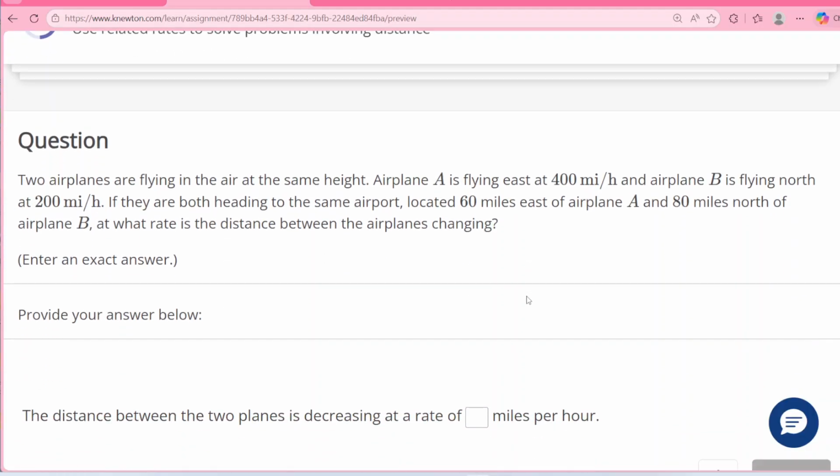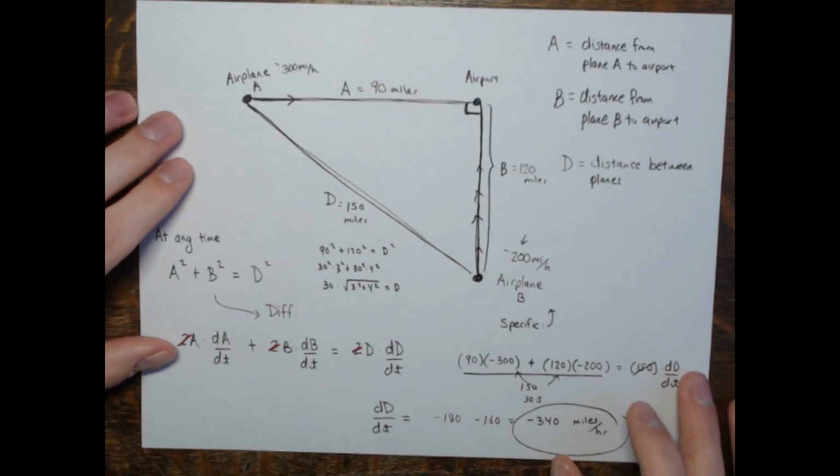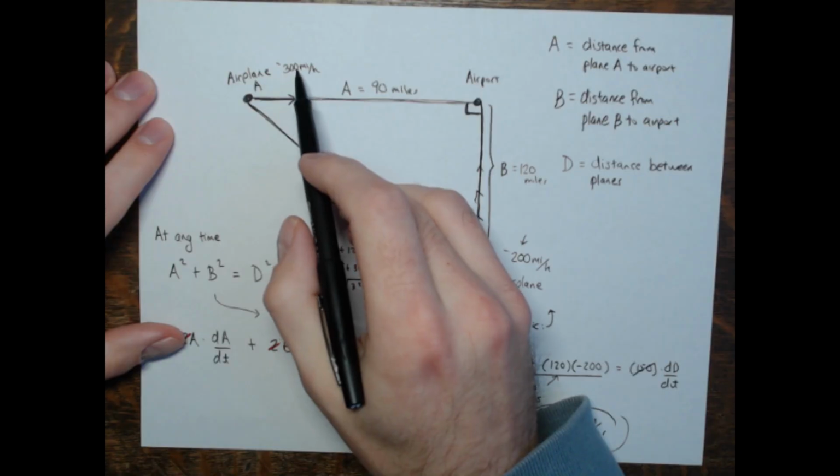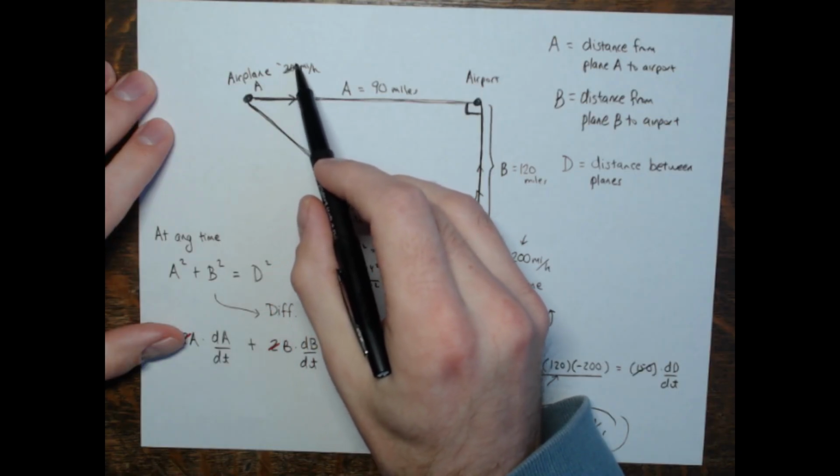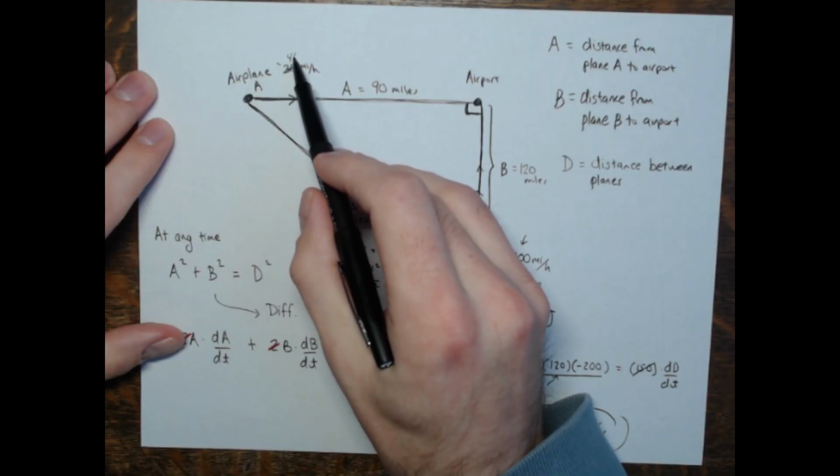For distance stuff, this is pretty much the same problem as I had earlier. They're flying in the air at the same height, these planes. One's flying east, one's flying north. Just different speeds. It's just different numbers. All right, so I'll pull that picture back up. So it was this picture here, but now the numbers are different. Instead of the airplane flying east at 300 miles an hour, it's flying east at 400 miles an hour.